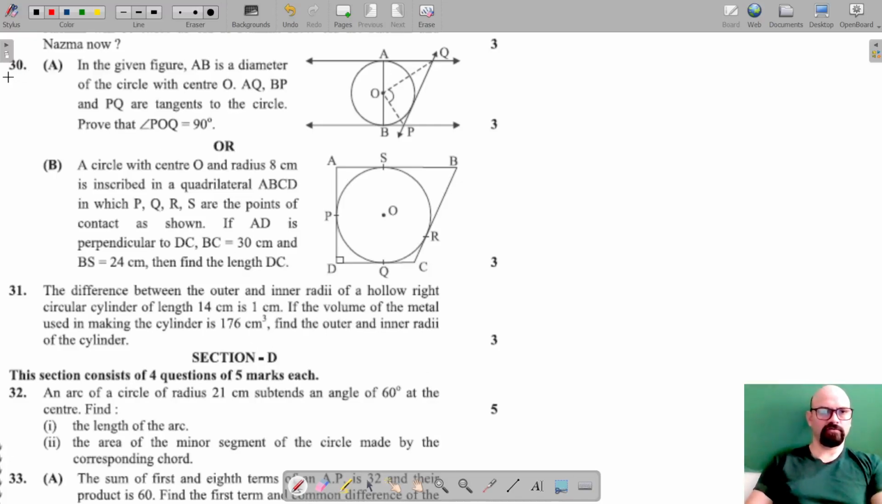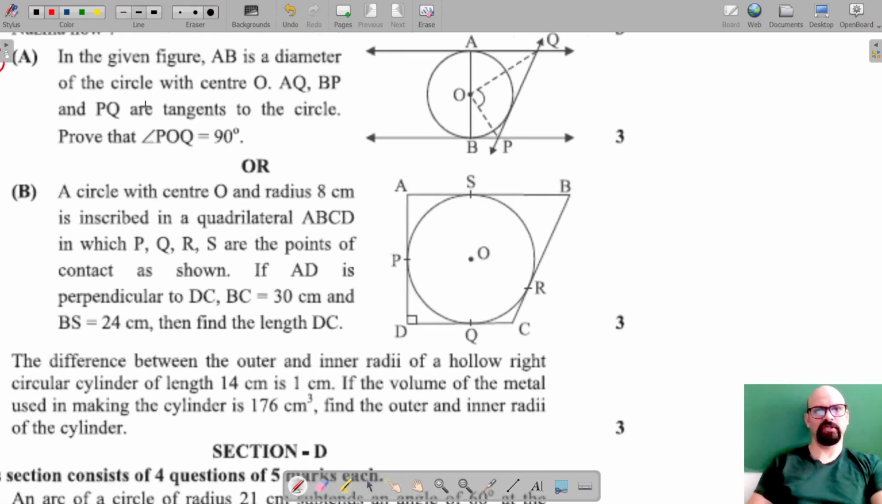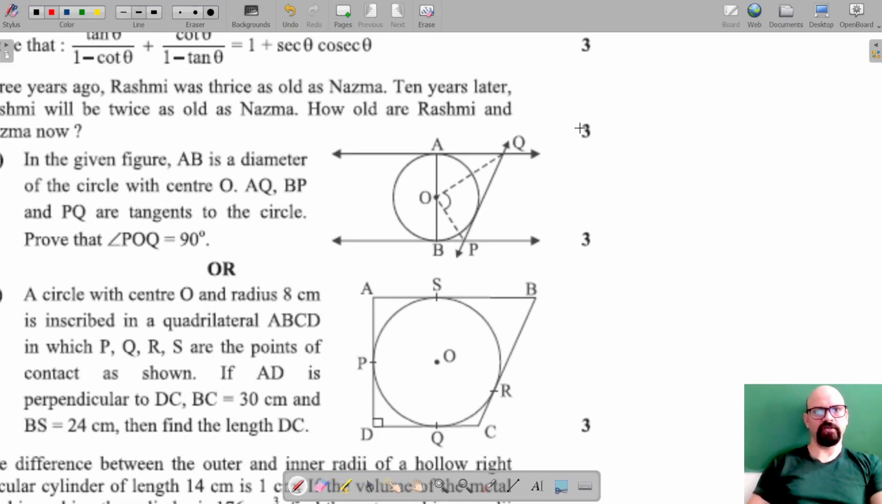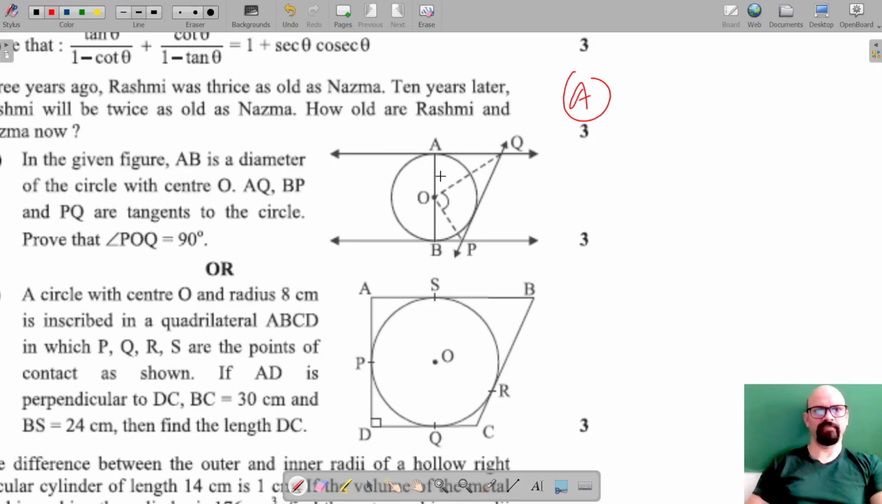Okay, for the next question, that is question number 30, we are going to solve both the parts. For part A, it's given that in the given figure, AB is a diameter. So this is the figure where AB is the diameter of the circle with center O. Let's say these are the angles 1, and I'm going to join this. So let's say this is A, O, B, P, Q, and I'm going to name this R. So this is R, and these are angles 1, 2, 3, and 4.